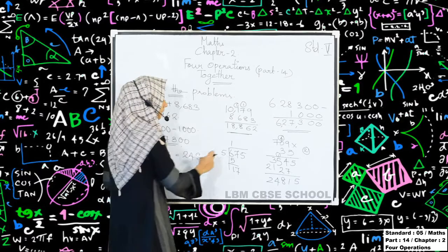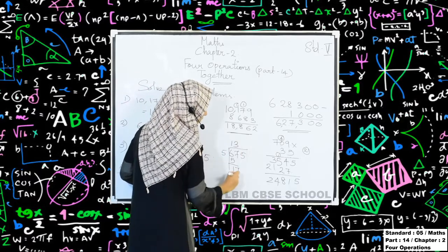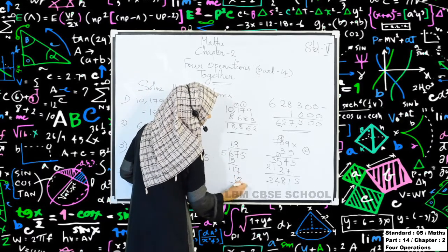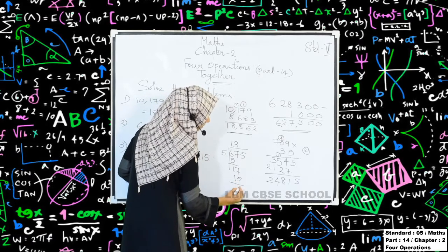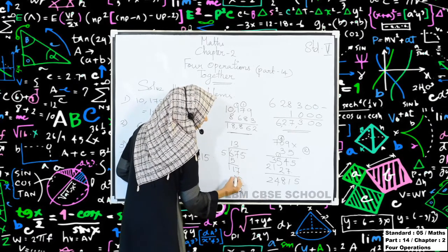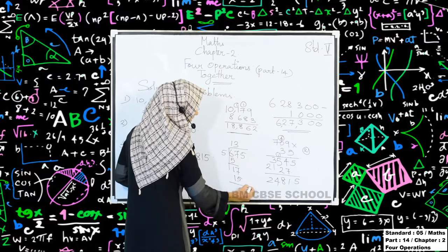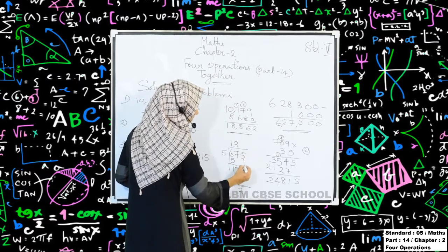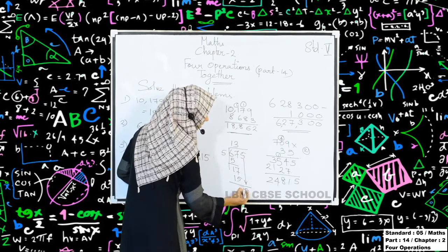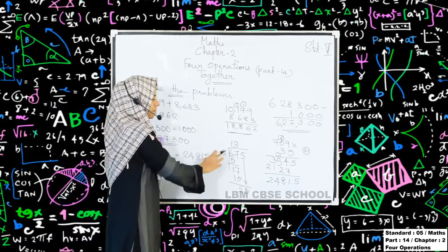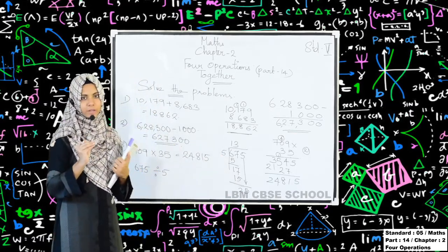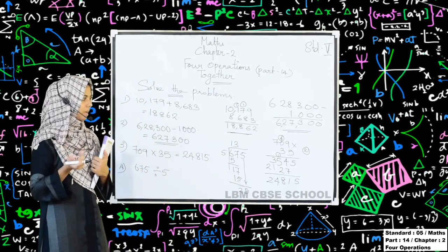So 5 threes are 15 and 17 minus 15 is 2, 1 minus 1 is 0. That we don't want to write. Then we want to put down this 5 here. This will become 25. And tell the table of 5 if there is 25. Check whether there is 25 or not.